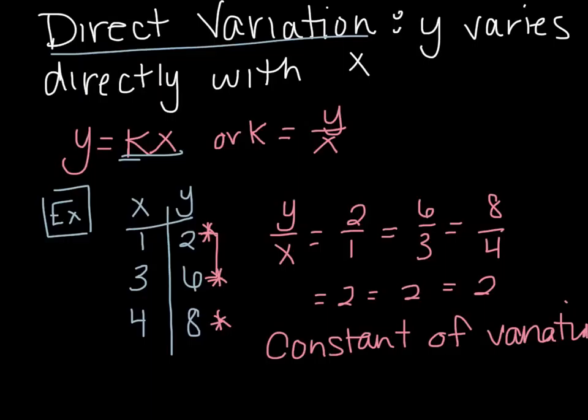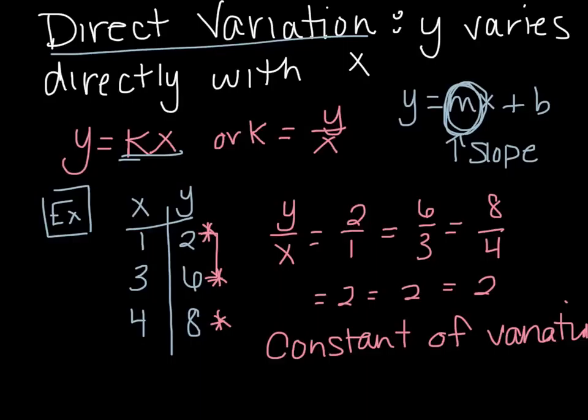I know you've seen this, y equals mx plus b. If I asked you, what does this m represent? Hopefully you can tell me that's the slope. When I have a constant number, I have a constant slope. Therefore, k is just like my slope.